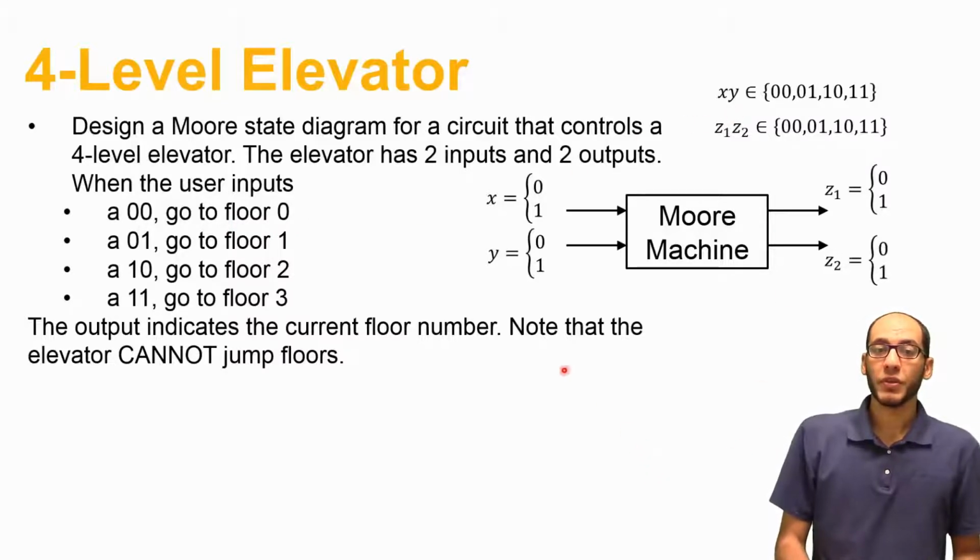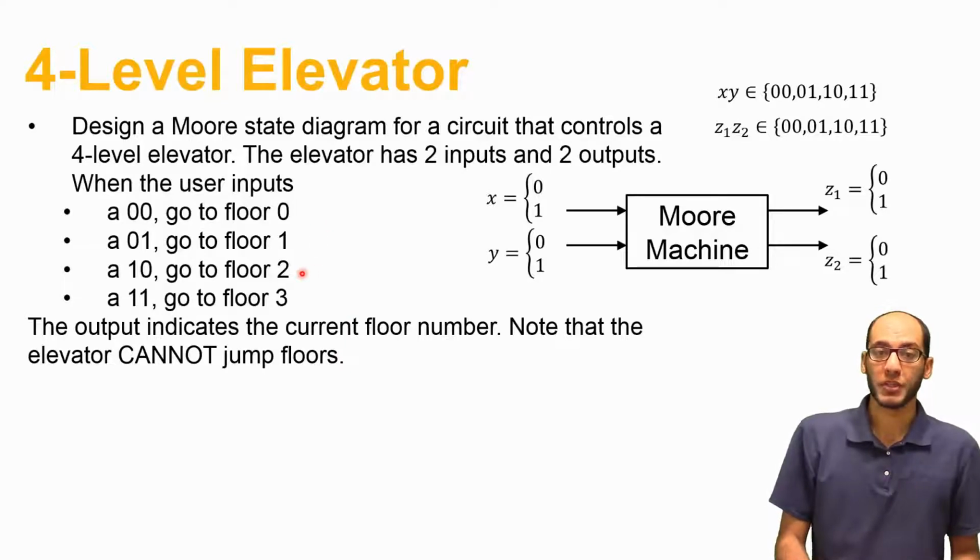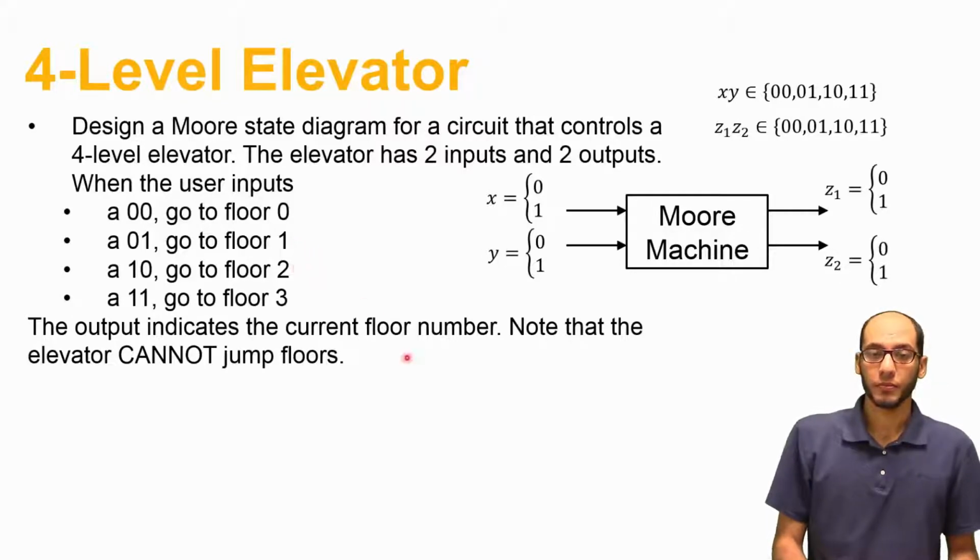Note that the problem gave us a hint which says that the elevator cannot jump any floors, which means that if we want to go from floor number 0 to floor number 2, for instance, then we should first go to floor number 1 and then from 1 to 2. Okay, let's design this problem.